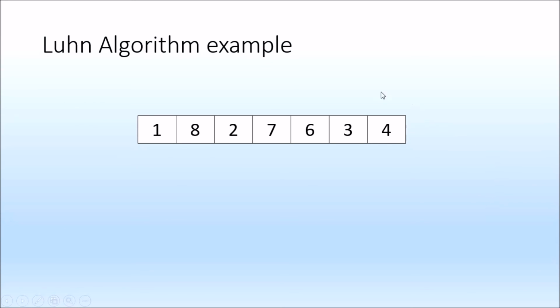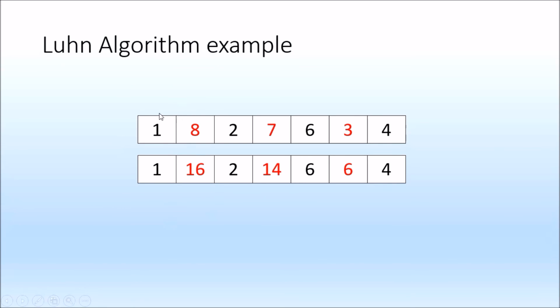So what I'm going to do is I have this voodoo credit card number, and I'm going to go through from right to left. And the first thing I'm going to do is identify which numbers I want to double. Well, I double every second digit. So this is every second digit. And now I double these and I copy the rest over.